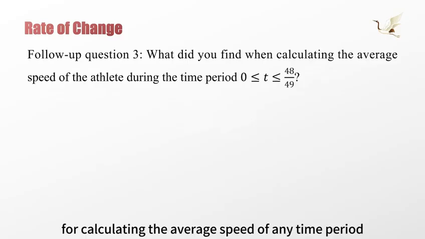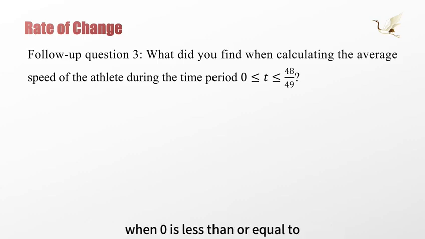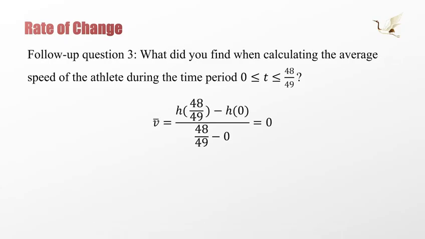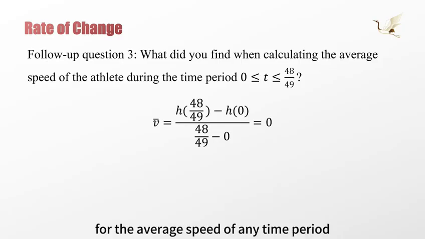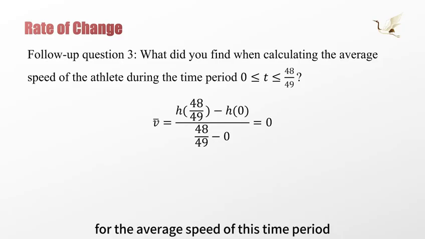After we know the method for calculating the average speed of any time period, please calculate the average speed of the athlete during the time period when 0 ≤ t ≤ 48/49 seconds, and see if you have any findings. After obtaining the expression for the average speed of any time period, we can first write the expression for the average speed of this time period.